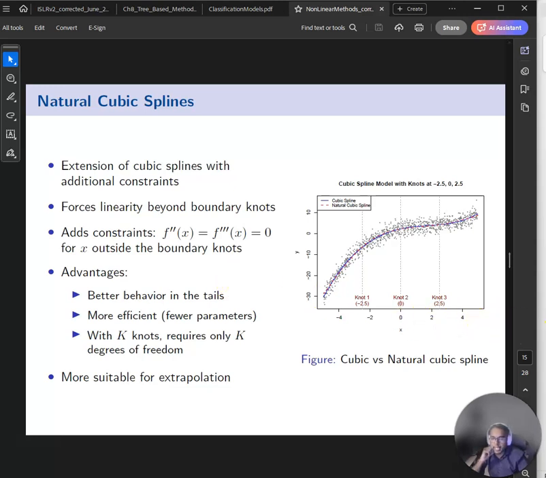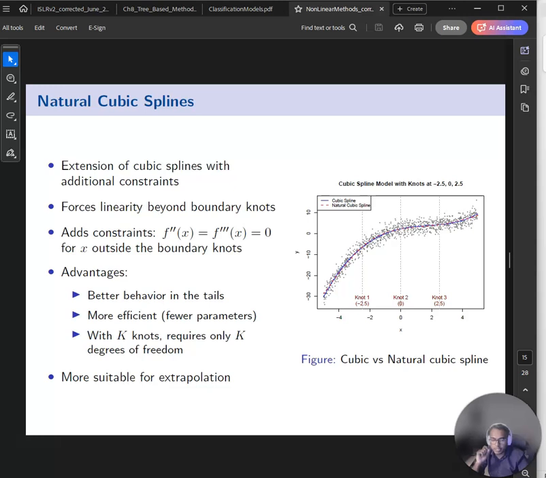Natural cubic splines extend the cubic spline approach with additional constraints designed to improve the behavior at the boundaries. While regular cubic splines are flexible, they can exhibit erratic behavior beyond the range of our observed data. That problem is known as the boundary effects. Natural cubic splines address this by adding constraints that force the function to be linear beyond the boundary knots. Specifically, they require that the second and third derivatives equal 0 outside the boundary knots.